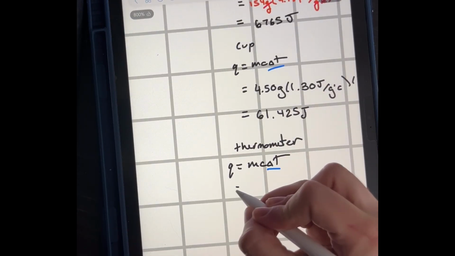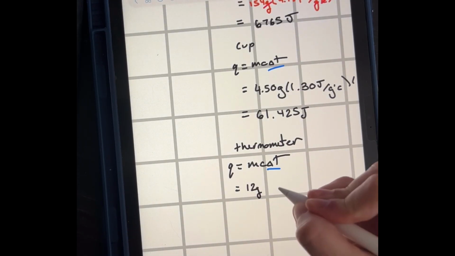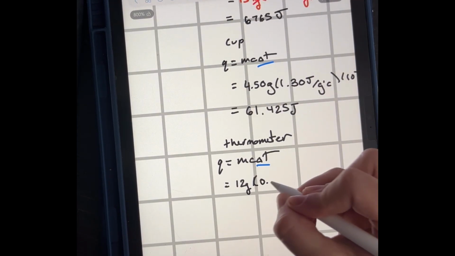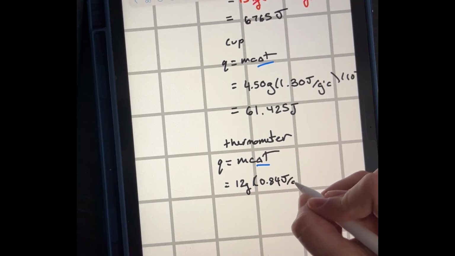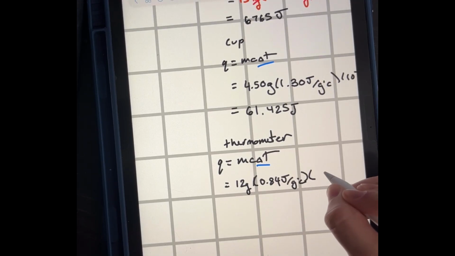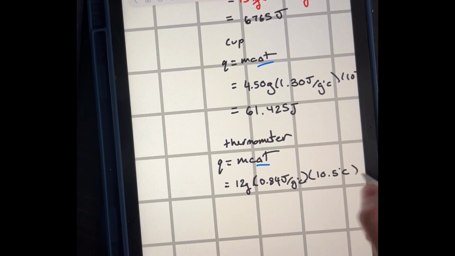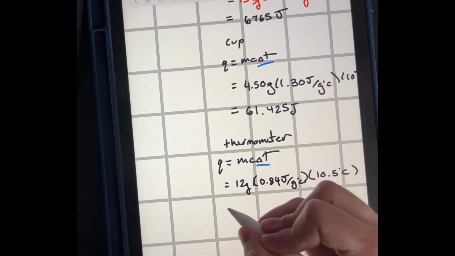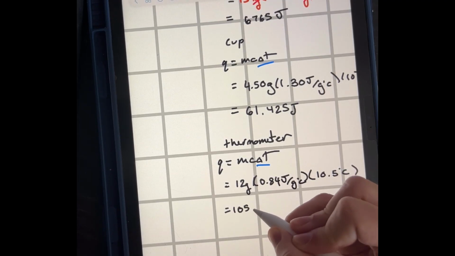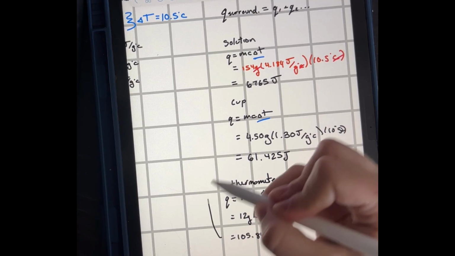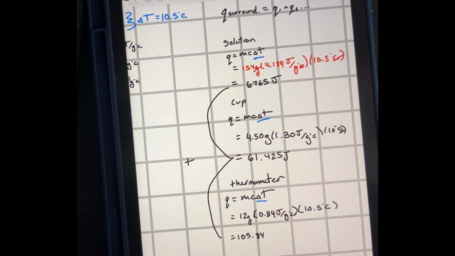Okay, the last one is the thermometer, so I think we have 12 grams of thermometer. We have a 0.84 heat capacity, same temperature change again, 10.5 Celsius, and again to do this 0.84 times 10.5, we get 105.84. So now we can add all of these up in order to create the surroundings.